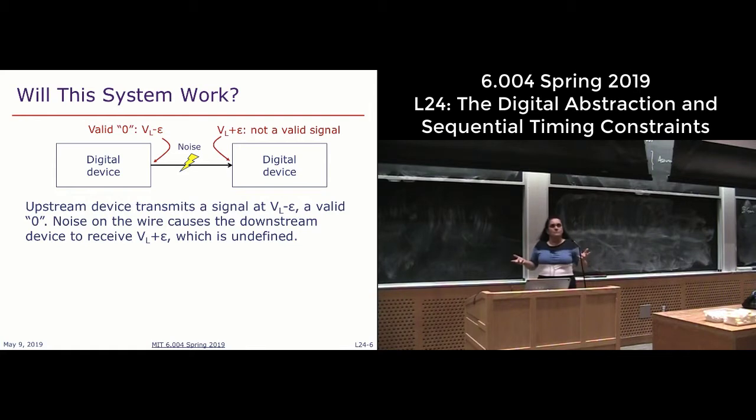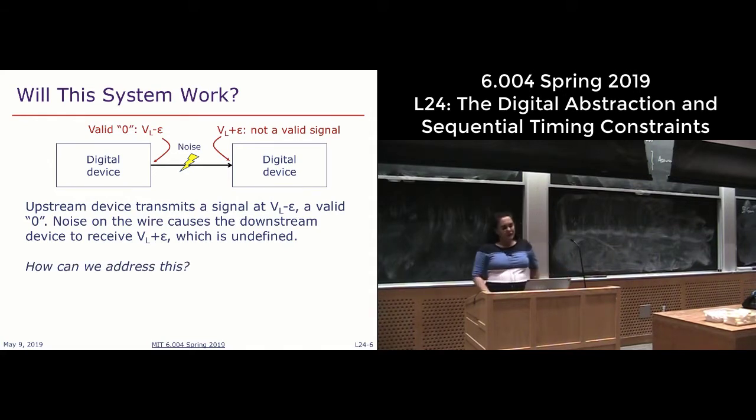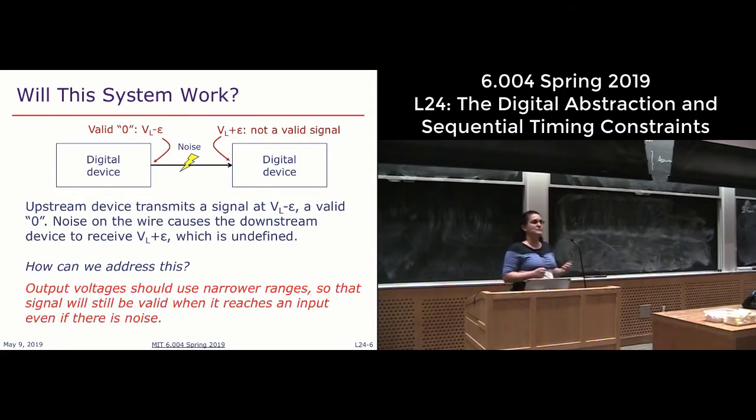And so how is my system supposed to behave if I have an invalid input? I really don't know. So what we want to do to address this is that we want to treat our outputs differently from our inputs. Specifically, we're going to have tighter constraints on our outputs than on our inputs.